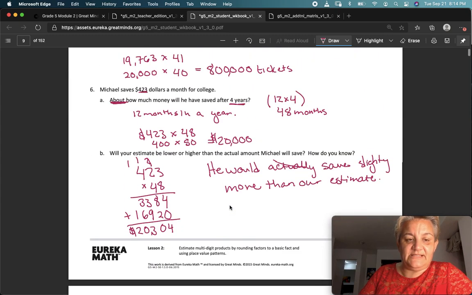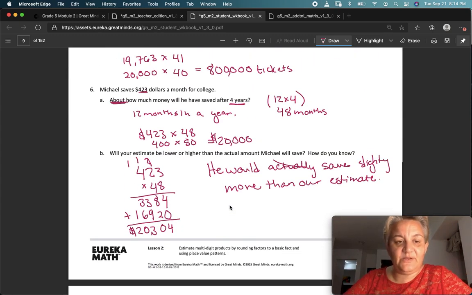There we go. That is our last problem. And if you have any questions about this, please ask. This is estimation, which also includes a little bit of rounding and math facts. So if you're struggling, study those math facts. And if you need help with rounding, also let me know.